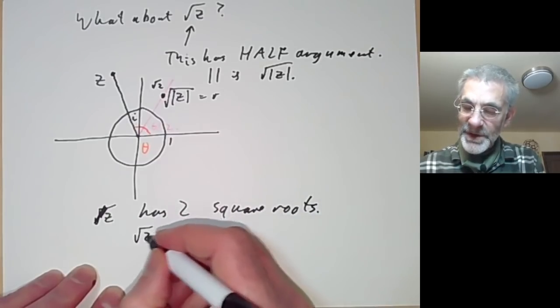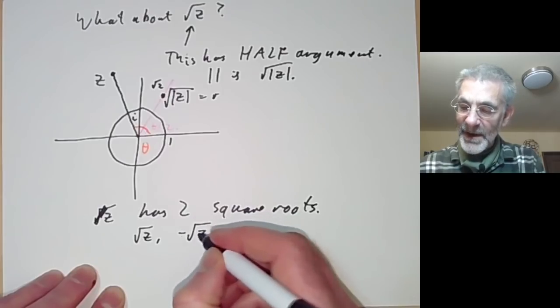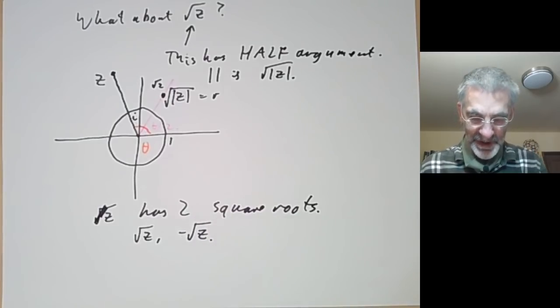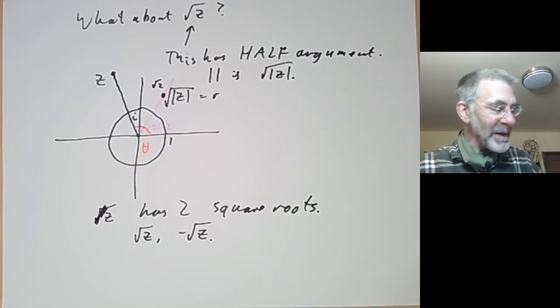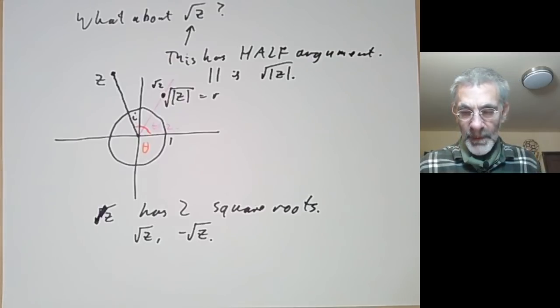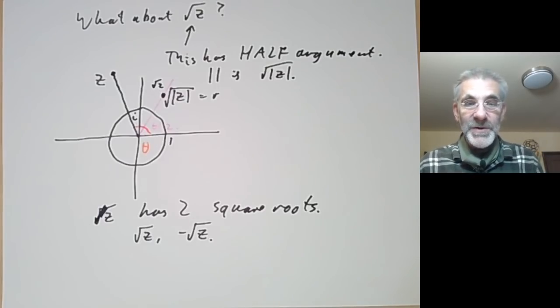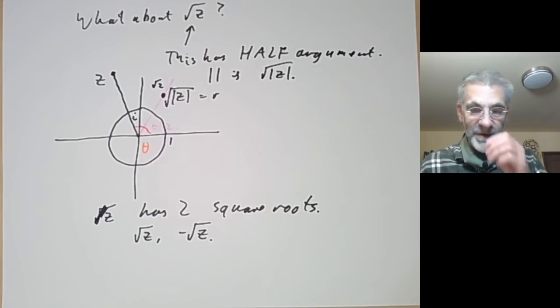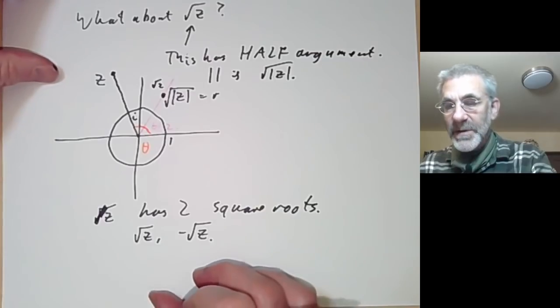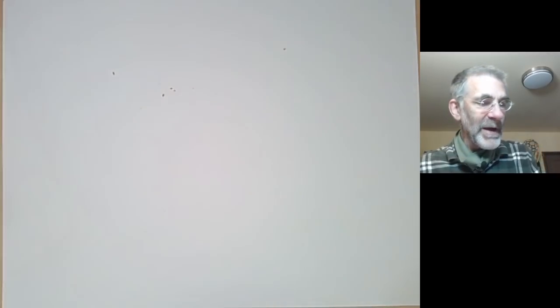Because if we take one square root, then minus that will also be a square root of z. Now for the real numbers, every real number has 2 square roots, but we have a convention that we always take the positive square root, and this gives us a nice continuous square root of positive real numbers. So we would like to do something like that for complex numbers.